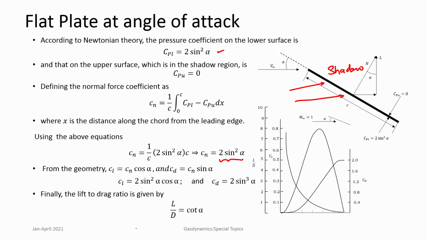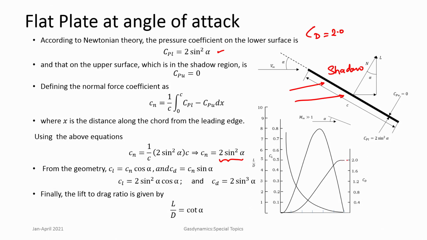Finally, the L by D ratio can also be found; it goes as cot alpha. So these are the plots of CL, CD and L by D for the vehicle. Now if it is completely placed at 90 degrees, then all the force is just drag, and CD in that case should be 2.0, which is what is coming out over here.